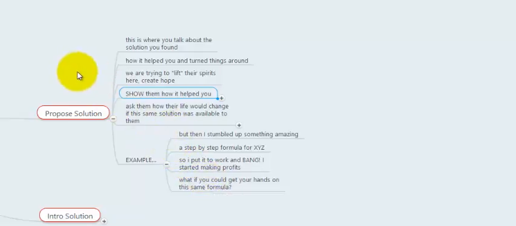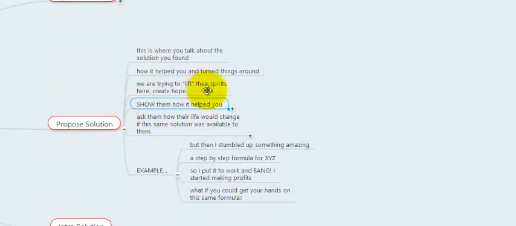So the key here is not telling them exactly everything that you know. You want to tell them the what, but not the how. So if you did discover a step-by-step formula for creating the greenest lawn ever, tell them the results of that, but don't tell them how you did it. Don't tell them the step-by-step details. Just show them the results of that. Show them how it helped you. Show them how it turned things around for you. Just don't tell them the secret recipe, because that's going to be in the product.